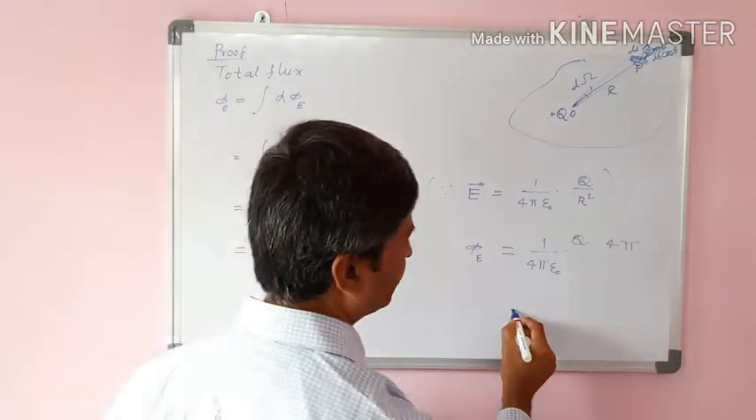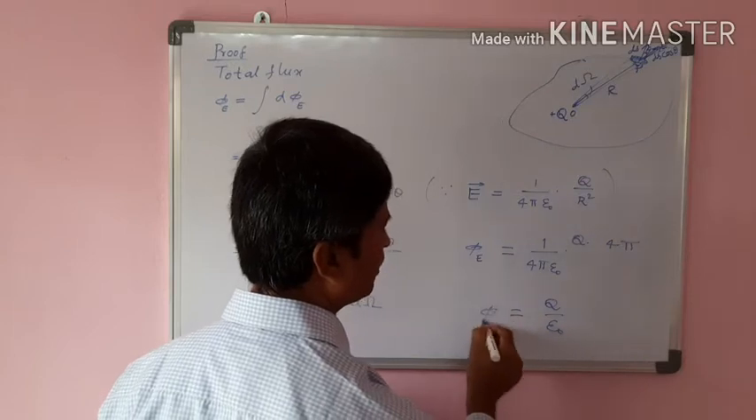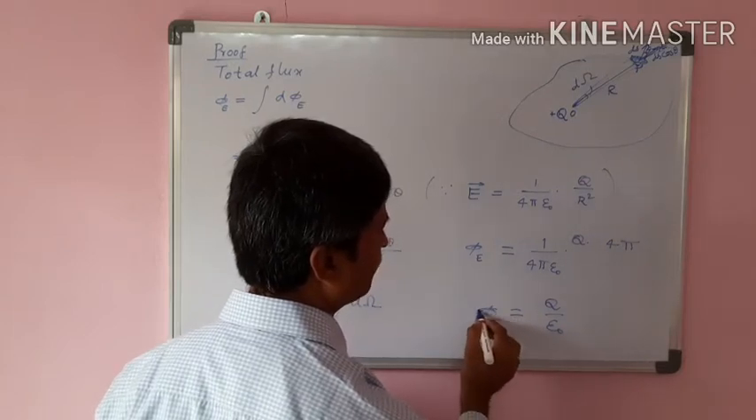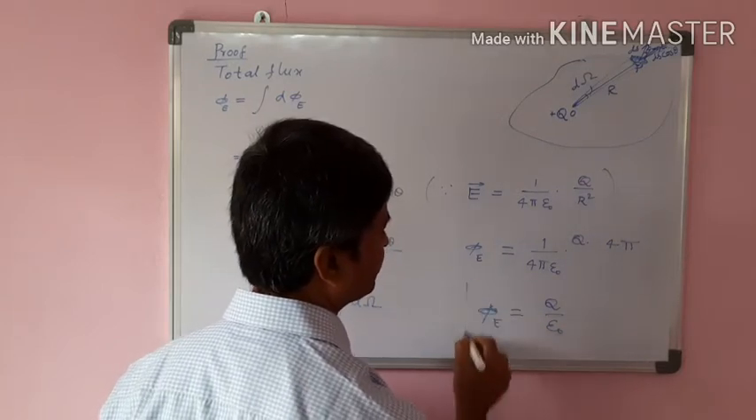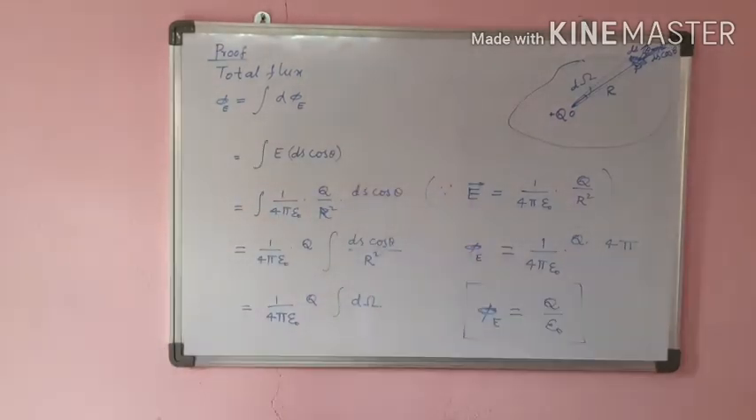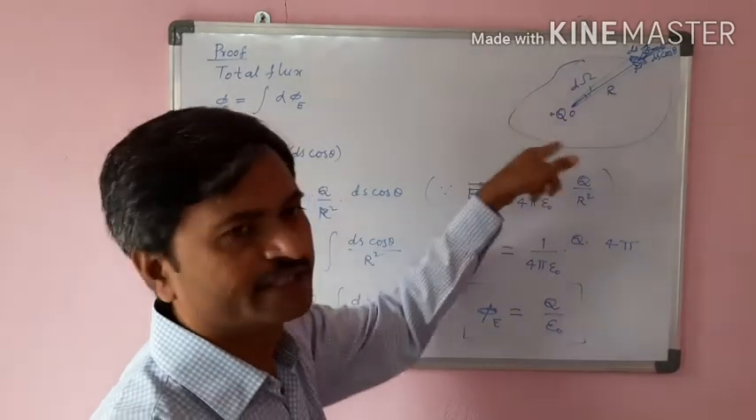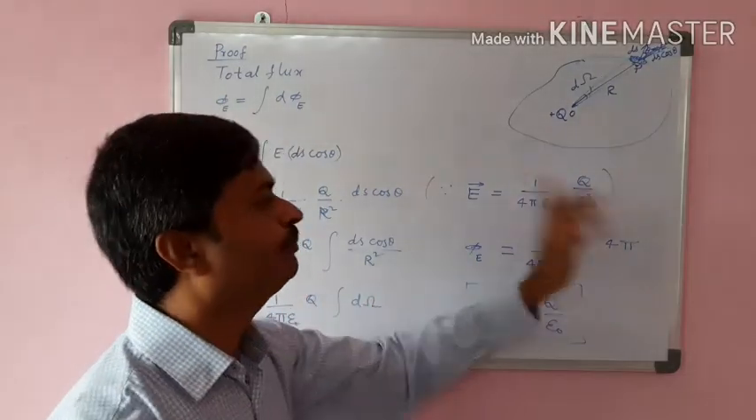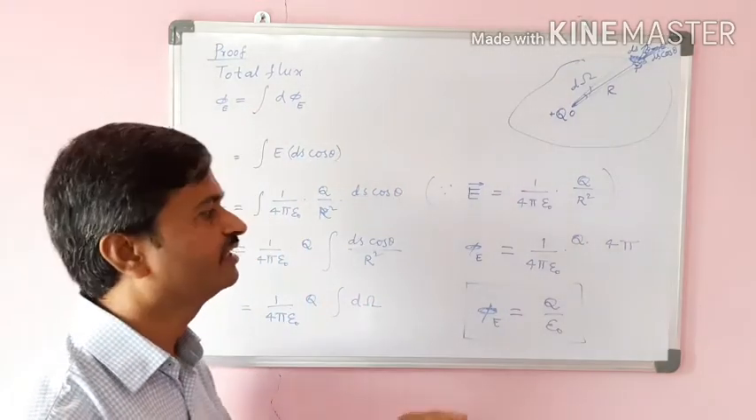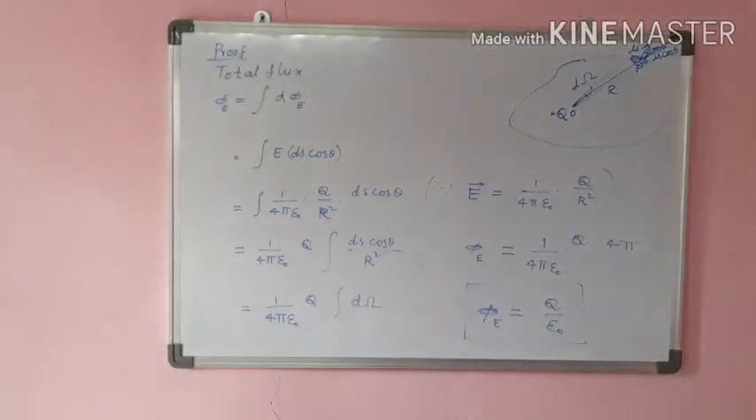Now 4 pi gets cancelled, remains q by epsilon naught. This is the total flux, electric flux coming out from the surface. It's very easy. The total solid angle made at a point is nothing but 4 pi steradians, just as we learned in the previous class. This is how we can prove this. Clear? Fine.